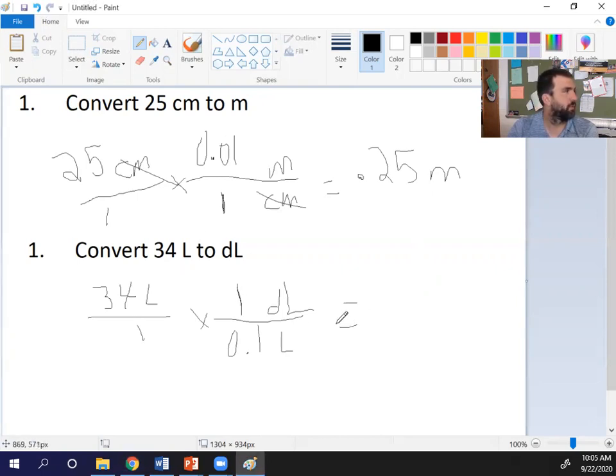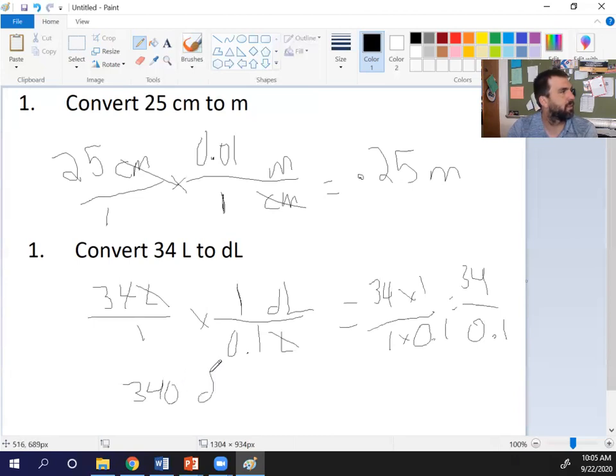Equals 0.1. So now liters cancel out. And you're going to multiply or divide on this one. Because it really simplifies out into 34 times 1 over 1 times 0.1. You don't really need the 1, so it simplifies out into 34 divided by 0.1. And what is that answer? So you're going to divide, and it would be 340 deciliters. There's my answer.